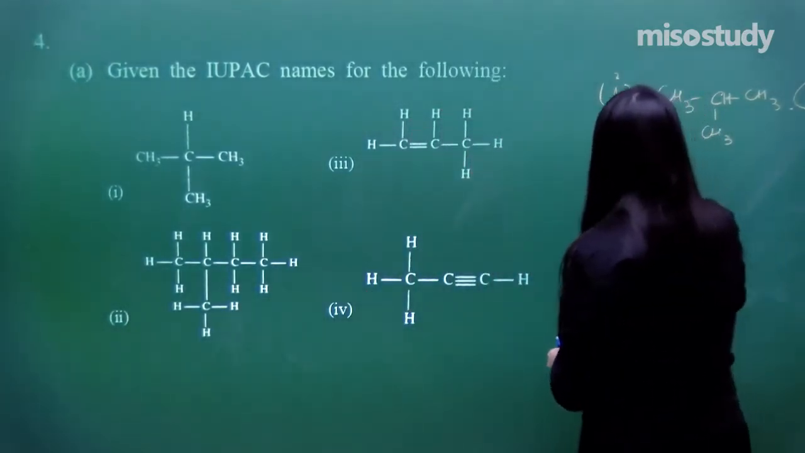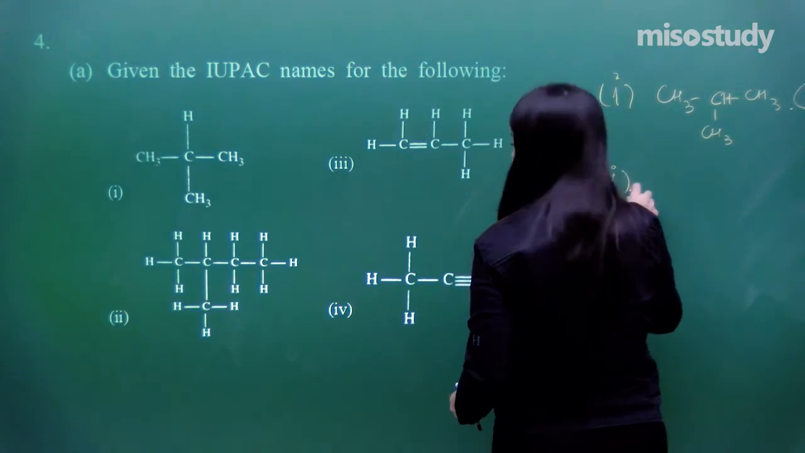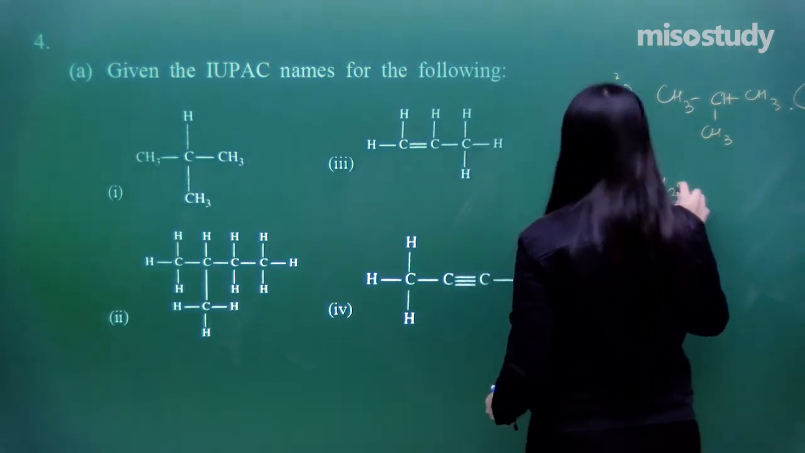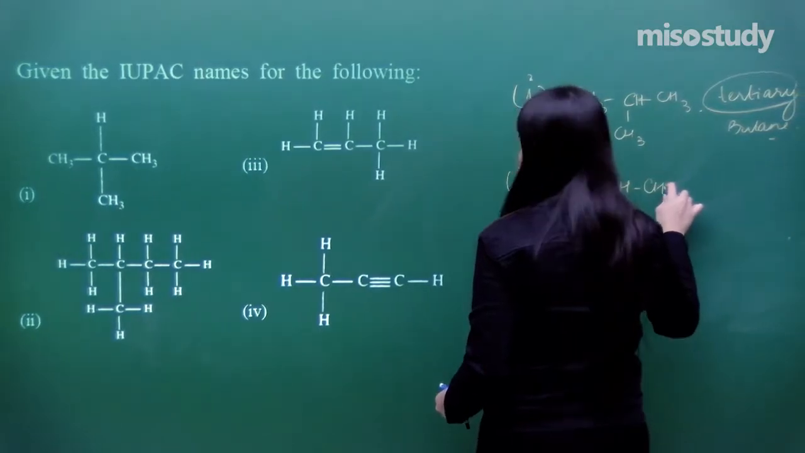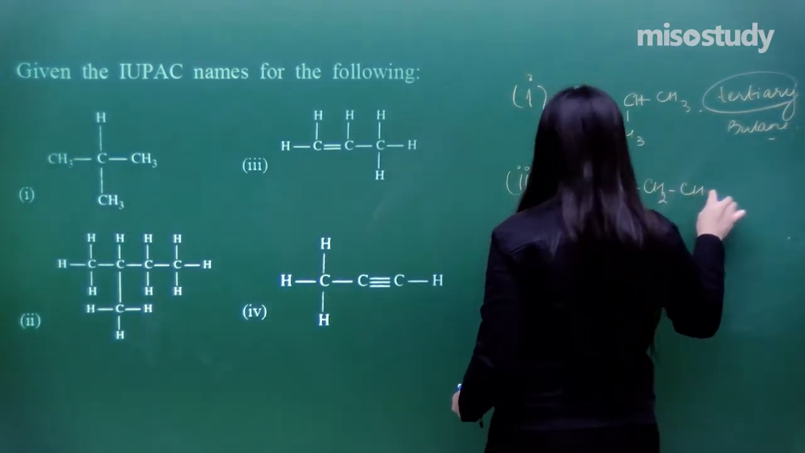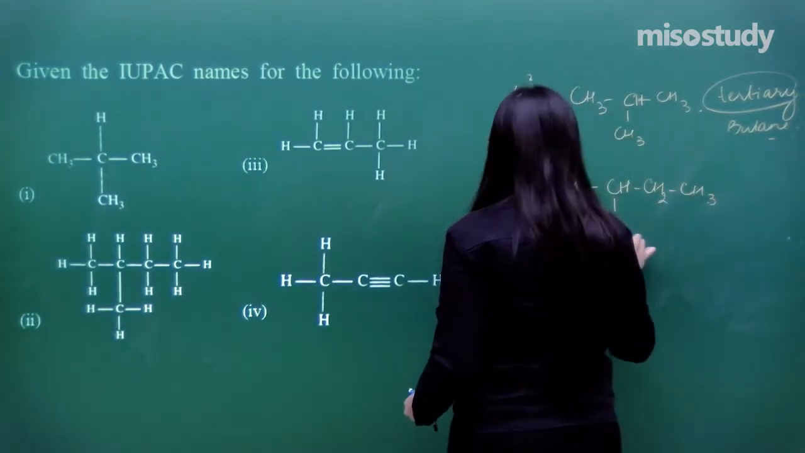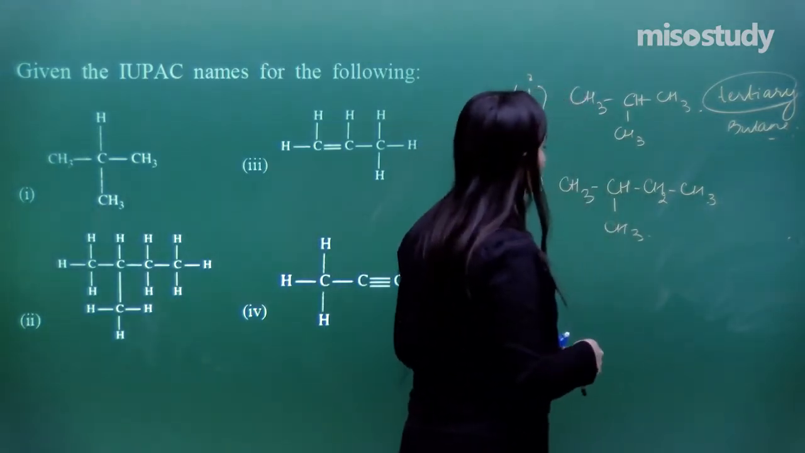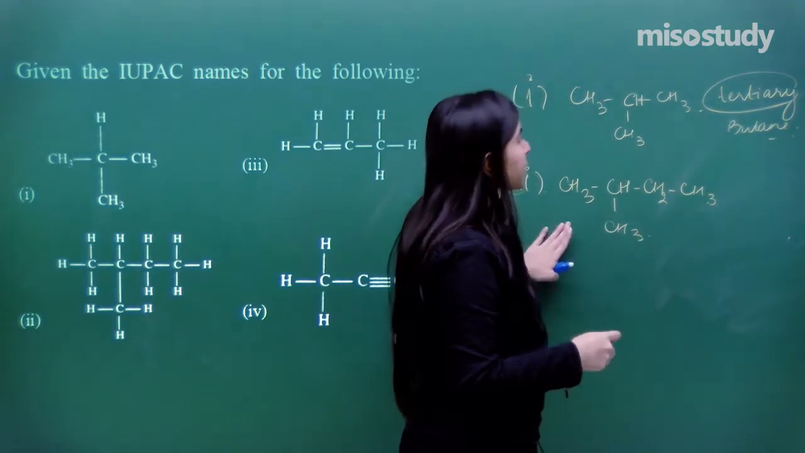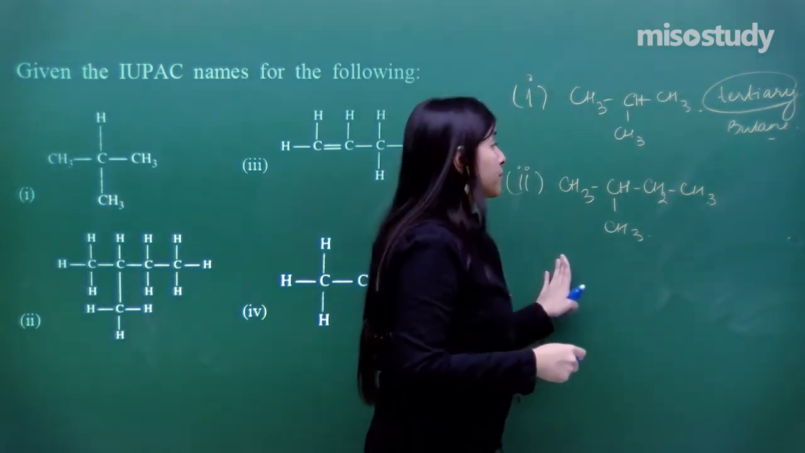Okay. So this is going to be CH3, CH, CH2, CH3, and this one CH3. Now, what is this going to be? Can you tell me the name for this compound?